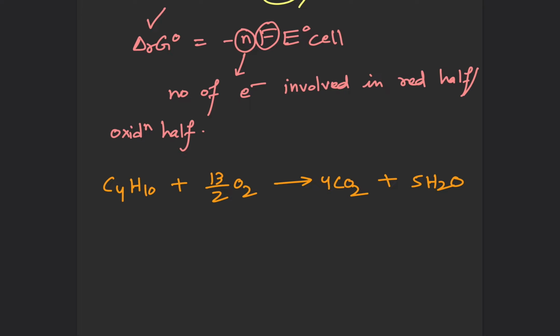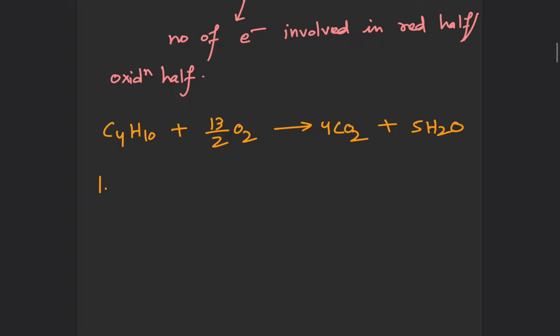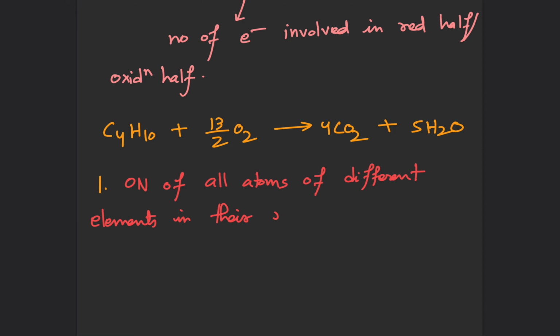Some rules for assigning oxidation numbers which will help us: the first rule is, oxidation number of all atoms of different elements in their respective elementary states is taken to be 0. Very important. Oxidation number of all atoms of different elements in their respective elementary states is 0. So therefore in O2 the oxidation number of O is 0.